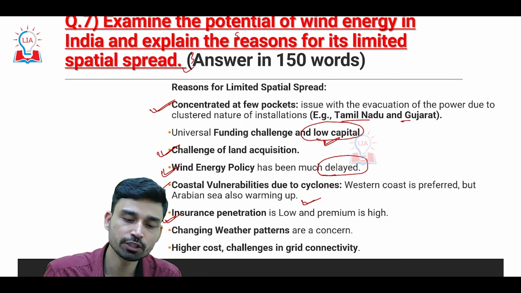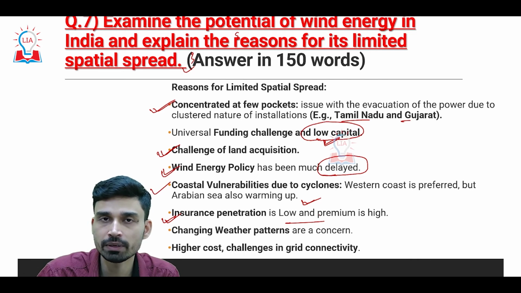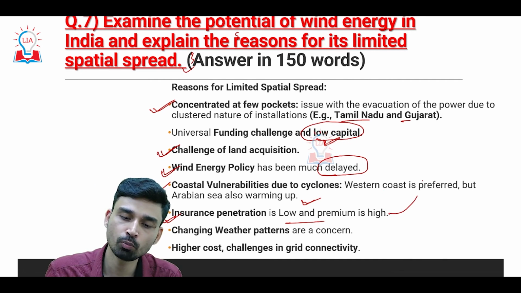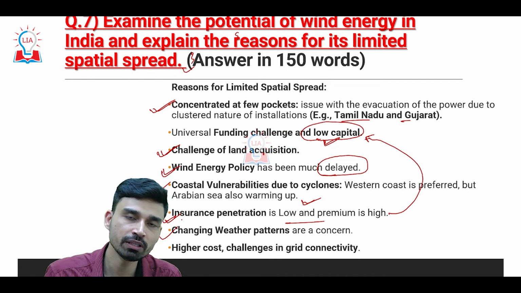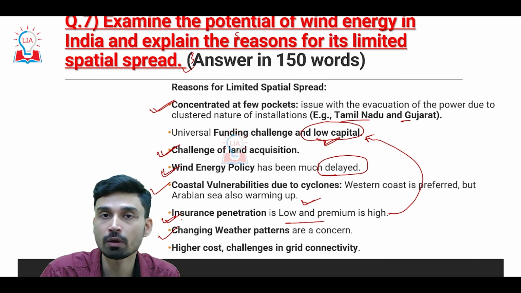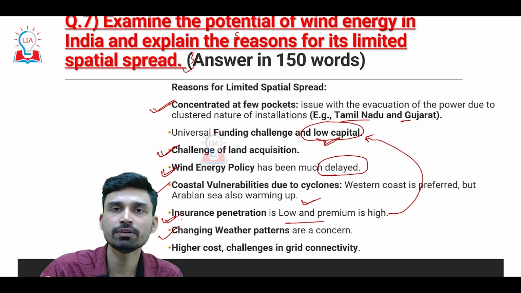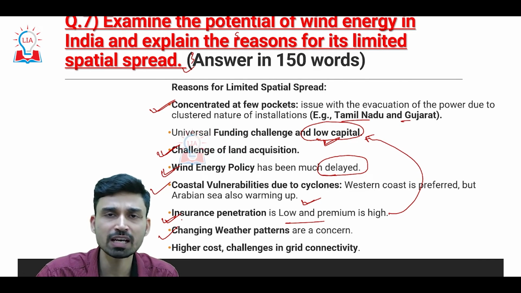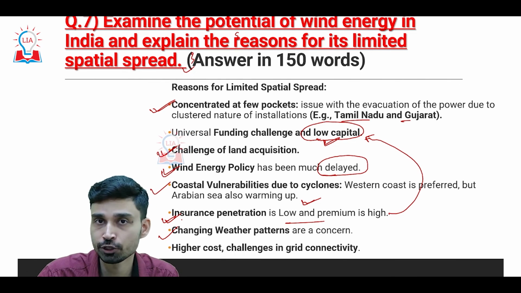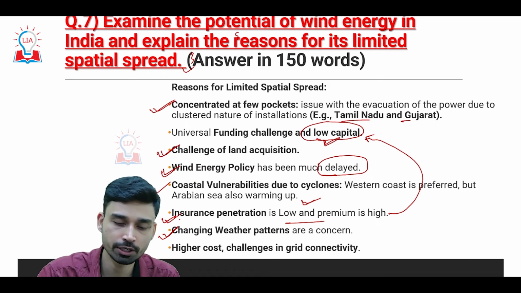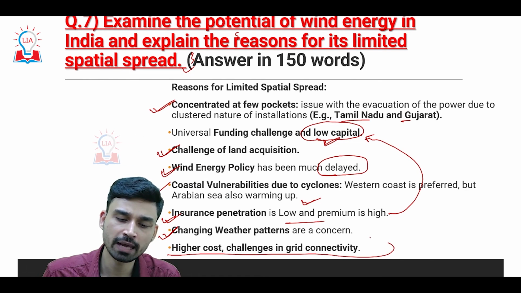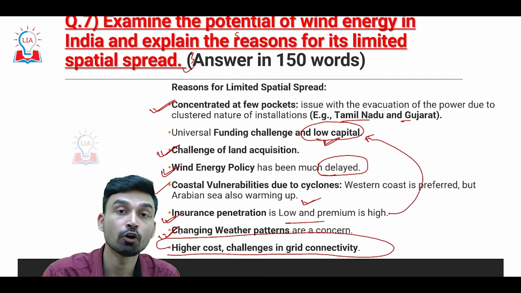Then insurance penetration is also low, and the insurance premium is quite high. Obviously, this is related to the second point, because we have funding challenges and the capital investment is relatively lesser in these areas. Then changing weather patterns, because India is a tropical country where there is very fast fluctuation in both temperature and rainfall, that also creates another added challenge to wind energy generation. And last, obviously, the higher cost and the challenges in connectivity or grid connectivity.